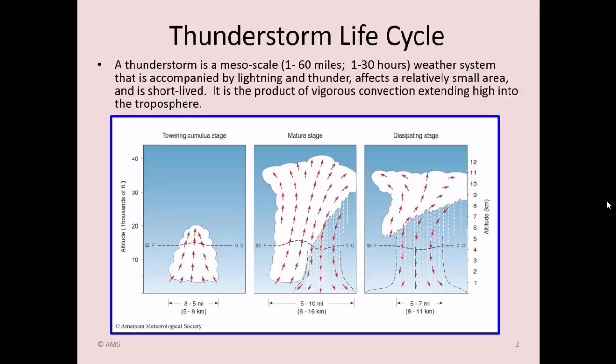Look at the third stage, the dissipating stage. The dissipating stage results from all the cold air that's fallen out of the cloud completely covering the ground underneath now, and the cloud just dissipates. This whole process can happen in as little as 30 minutes. Very typical of southwest Arizona or the southwestern United States during the monsoon season.